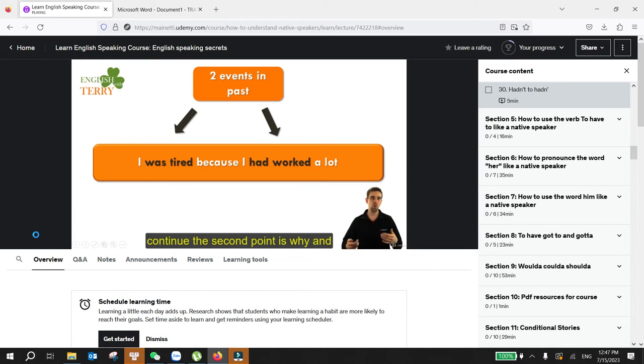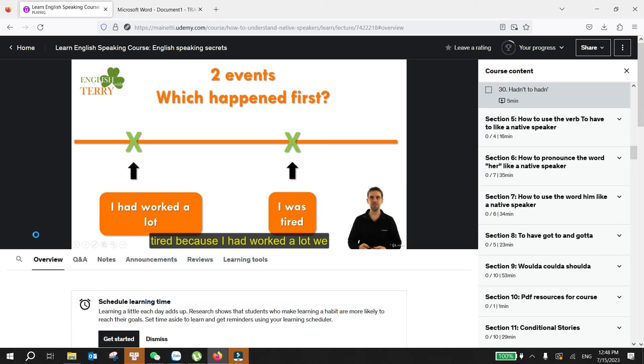The second point is why and when do we use the past perfect? Simple idea is you have two events in the past and you want to be clear about what happened first, right? In this case, I was tired because I had worked a lot. We think about which event happened first. In chronological order, I had worked a lot happened before I was tired. So this is when we have two events in the past and we want to be clear which happened first.